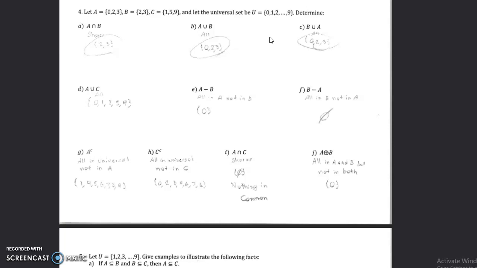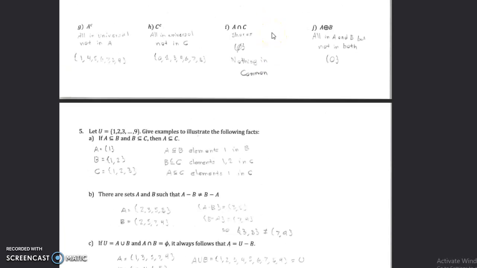For F, it's asking for the flipped version of this. Now remember that set B is a subset of A, which means all of its elements are in A, which means that this can't be true at all. There are no elements in B that are not in A, so we say it's null.